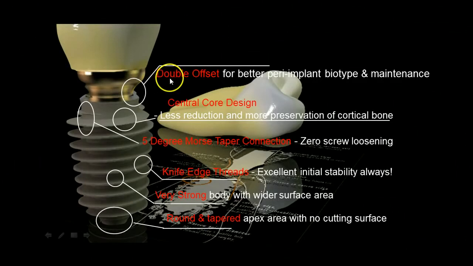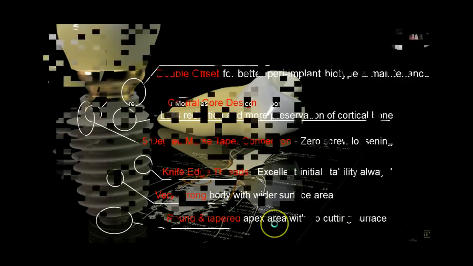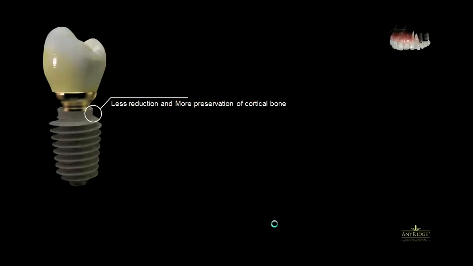So here's what we call the double offset for better peri-implant biotype and maintenance. We're going to be going specifically into each category in just a sec. The central core design, which is less reduction and more preservation of cortical bone. 5-degree Morse taper, which is very important. Again, a 5-degree Morse taper connection for zero screw loosening. Knife edge threads, very strong body with wider surface area, and a round and tapered apex area with no cutting surface. Okay? All right, so let's talk about the less reduction and more preservation of cortical bone.